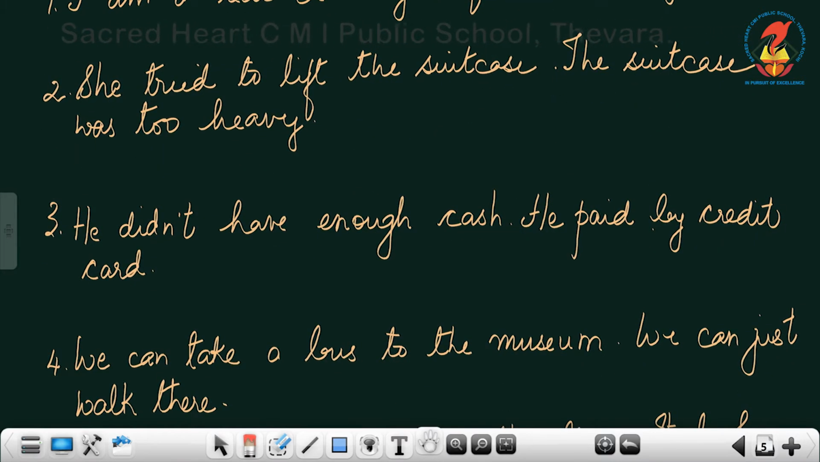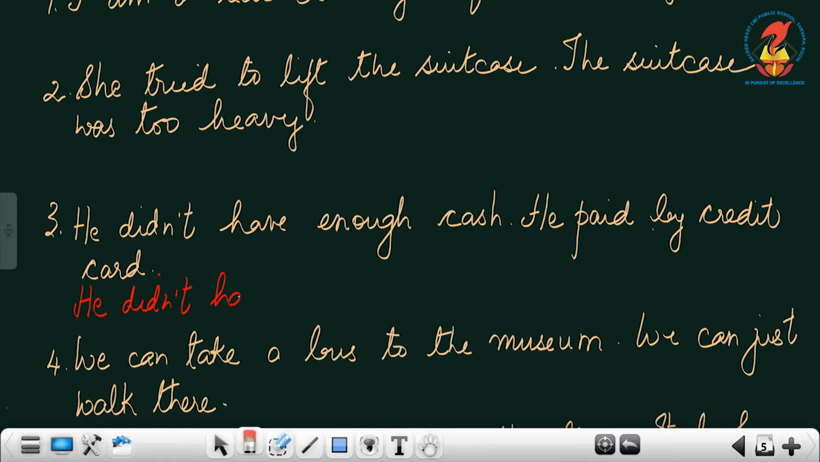Now I will solve the third one. He didn't have enough money, he did not have enough cash, he paid by credit card. How will you rewrite this into a single sentence? You will say that he didn't have enough cash, comma, because he didn't have enough cash is independent by itself. Now you are going to put in the coordinating conjunction. So he paid by credit card. Okay, so this is how you will be doing this exercise.